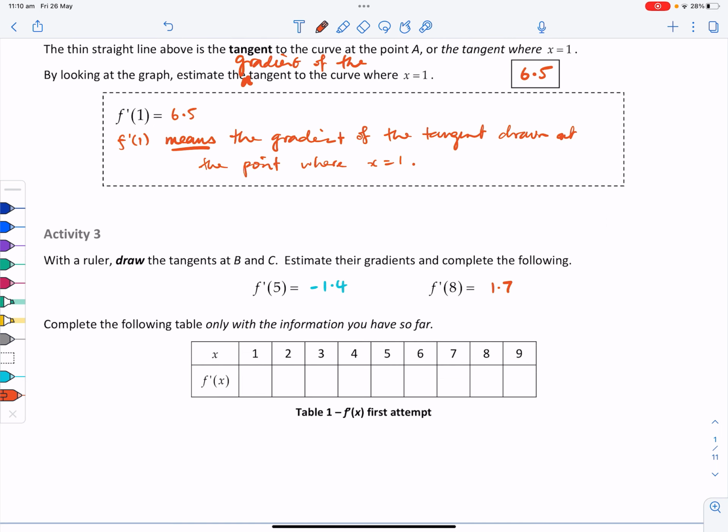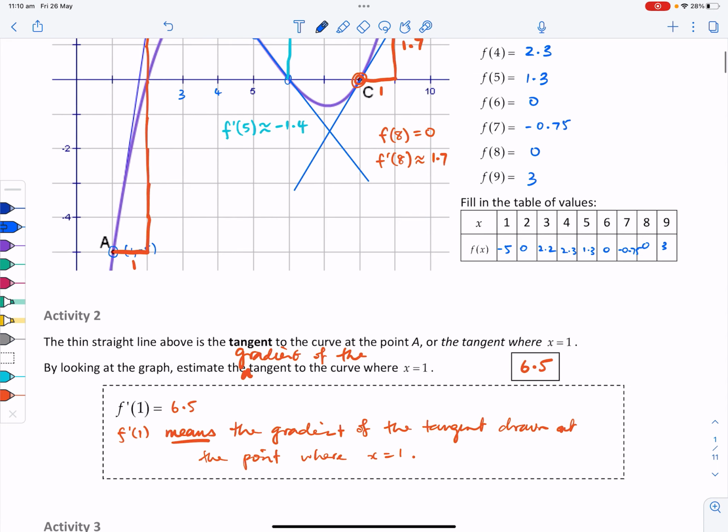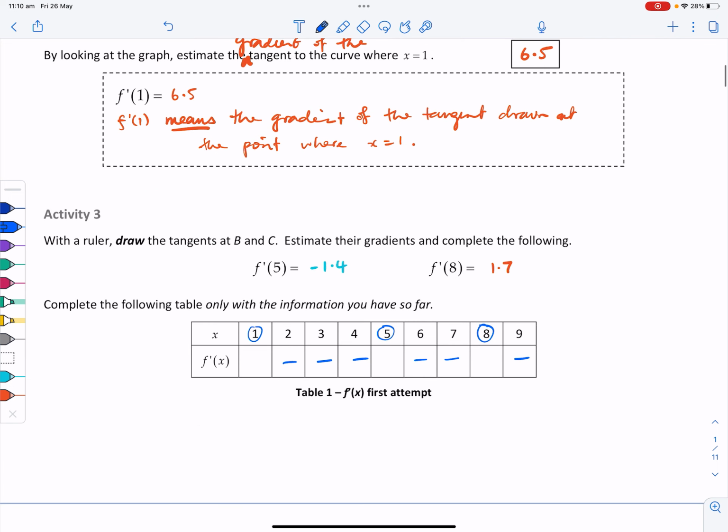Now complete the table of values. So what we know so far is values for 1, 5 and 8. So we don't know any values for these. Well, how would we find values? We would draw more tangents and we would find more gradients. But we're not going to do that. 3 is enough. So I've got 6.5 and negative 1.4 and 1.7.